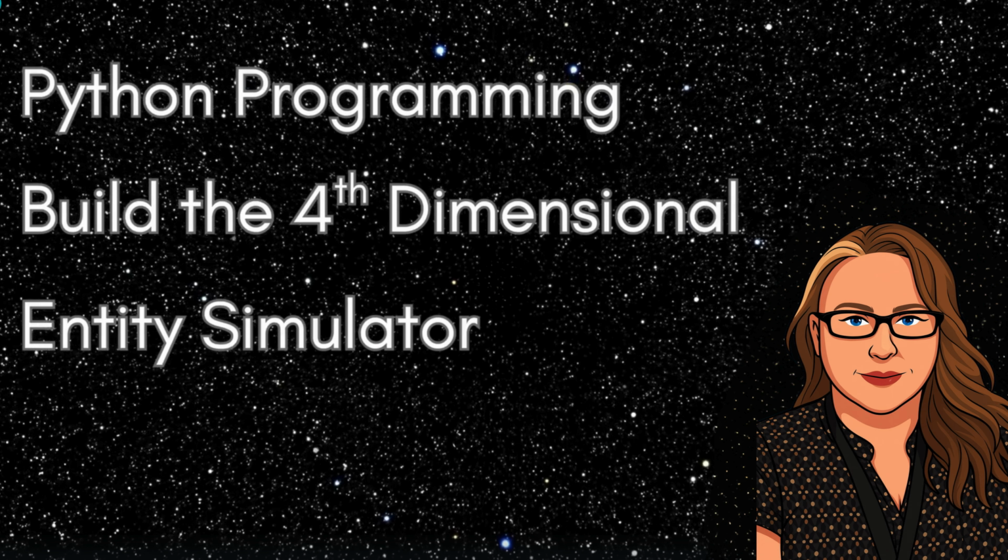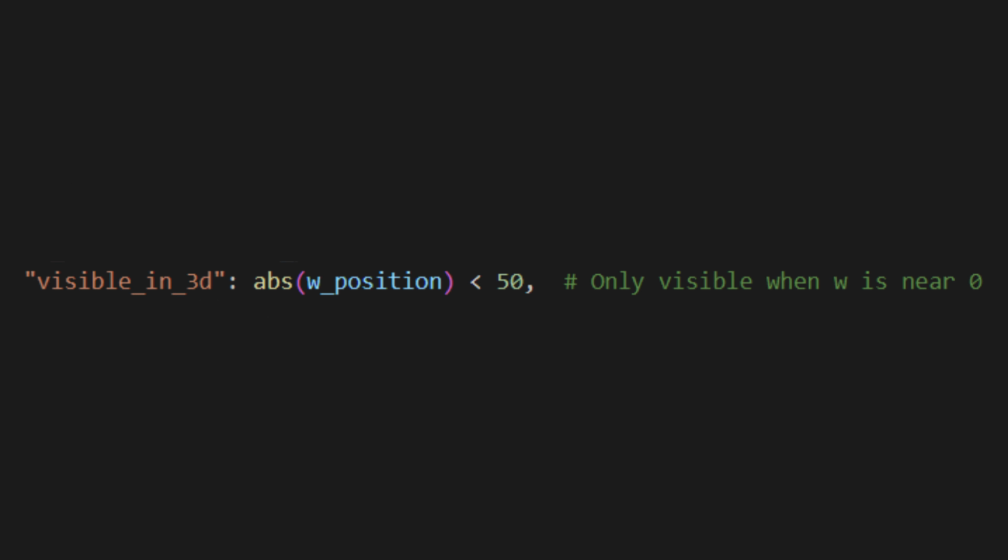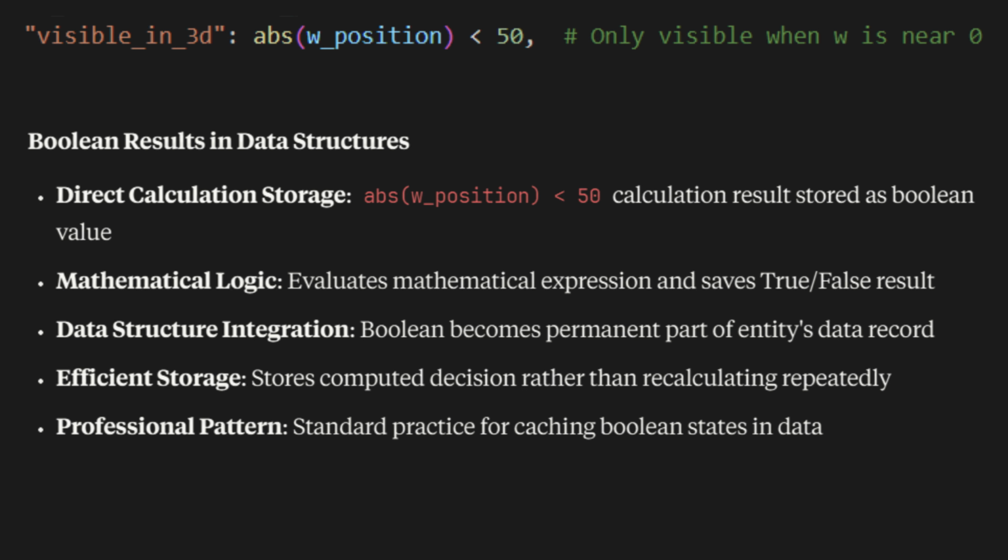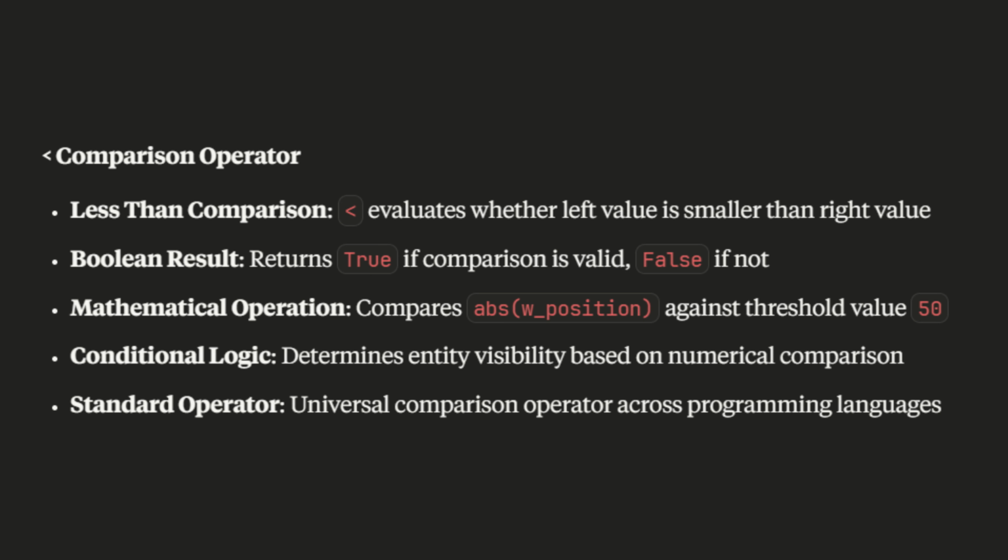Now let's focus on a powerful feature that's on this same line of code. Notice we're using the less than operator directly as a dictionary value. This demonstrates how Python can store calculated Boolean results directly in your data structures. The less than operator performs a comparison and evaluates to either true or false.